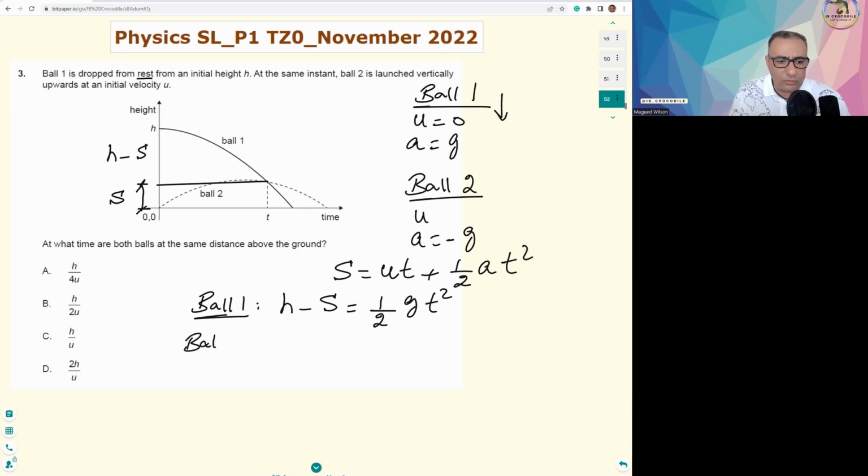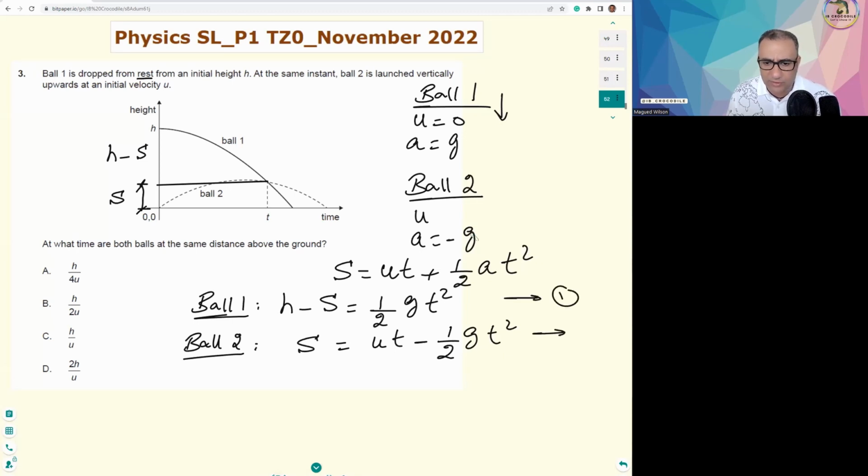Then for ball 2, the distance is just s, because this is the distance traveled vertically upwards by ball 2. Ball 2 has initial velocity u, so it's ut, and then instead of plus, I'm going to say minus 1/2 gt squared, because a is negative g. Upwards acceleration is minus g. So we have two equations: this is equation 1, this is equation 2.